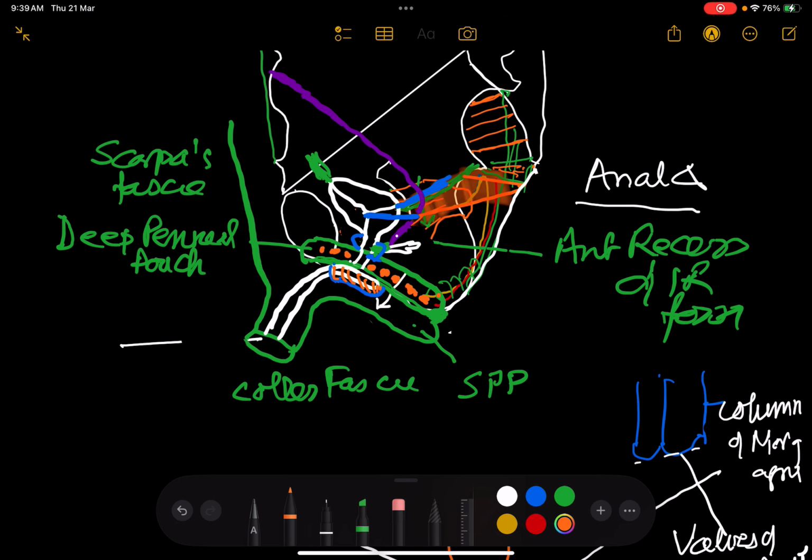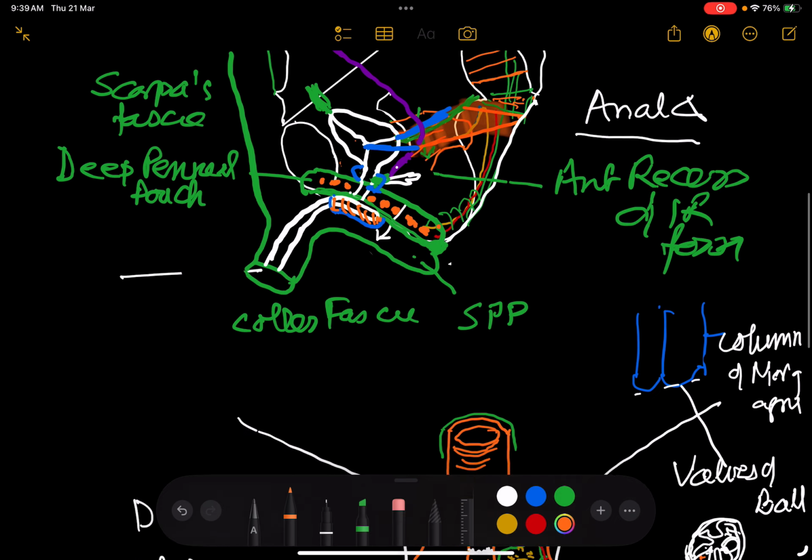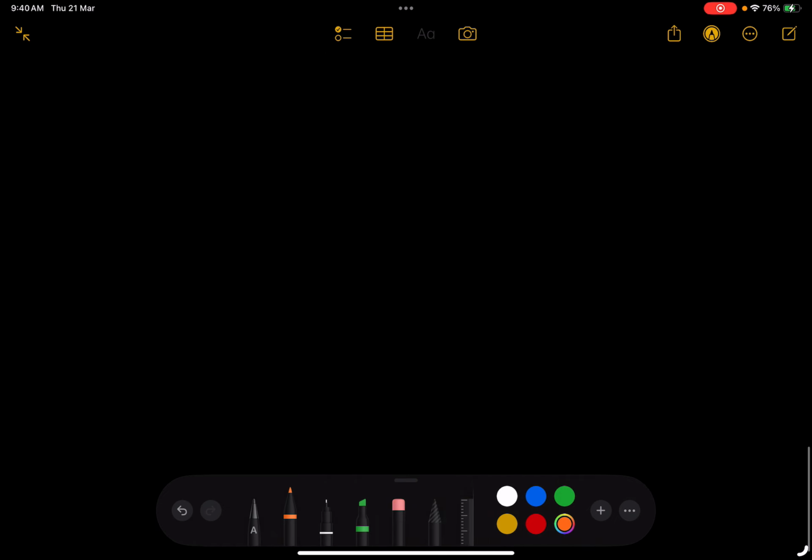The corpora has a muscle which helps in ejaculation, a pumping of the perineal urethra, so that the sperms can be pumped out of the penis. These corpora, we'll make in greater detail so that you can see it here.